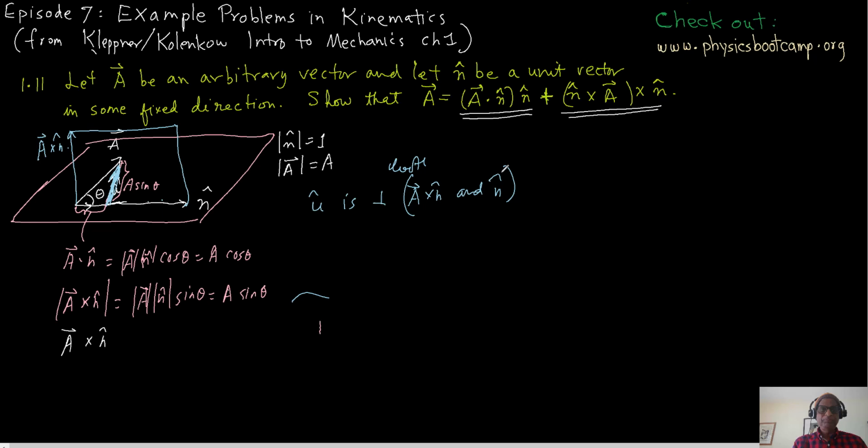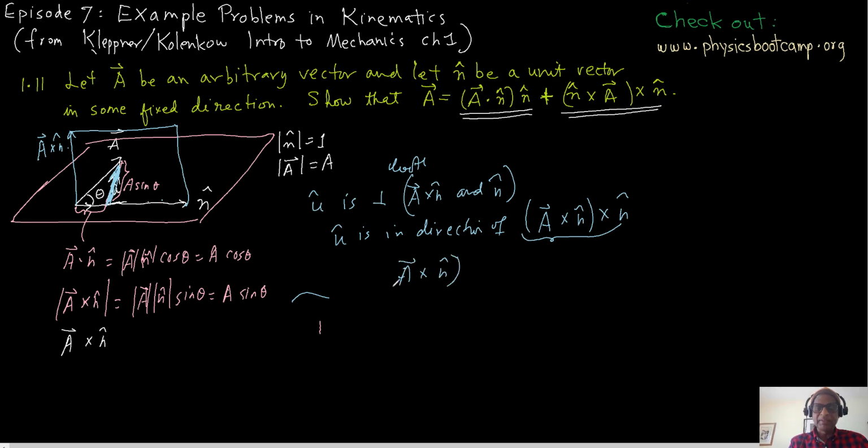So if we do the right hand rule, then u hat is in the direction of A cross n hat cross n hat. Now if you look at this, what will the magnitude of A cross n hat cross n hat be?